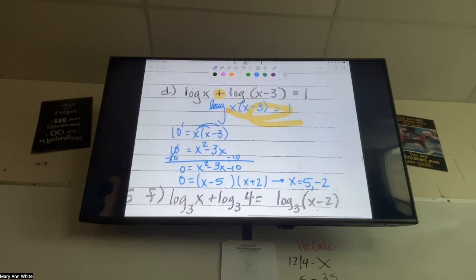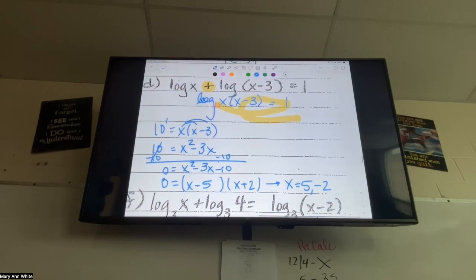Now, this is the one case where I told you we have to be cautious, we need to check our answers. If I put positive 5 or negative 2 into my beginning, would it make one of my things negative? Yeah, which one? Negative 2. So that does not count as our answer, 5 is our only answer there.